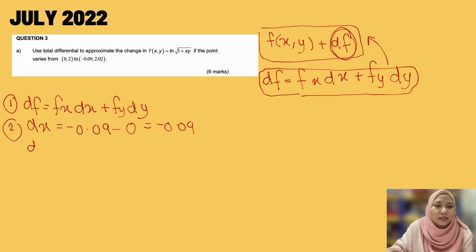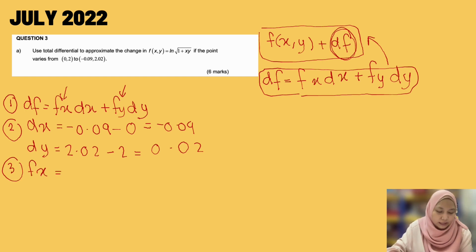And then for change in y, we take the second point, 2.02 minus the first point, which is 2. So we get 0.02. Okay, in order for us to find the change in f, we need to find these partial derivatives fx and fy. So the third step, we find our fx.